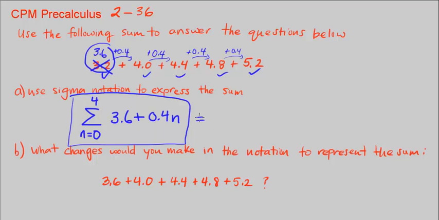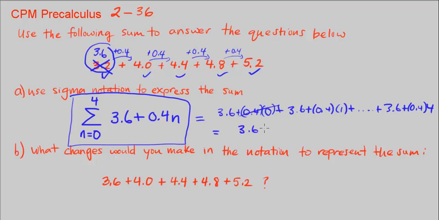If I were to plug these in, it would be 3.6 plus 0.4 times 0, that's the first term. When n is 1, it would be 3.6 plus 0.4 times 1, and so on until we get to 3.6 plus 0.4 times 4. 4 is the last one. So let's simplify these. 3.6 plus 0 is just 3.6, plus 3.6 plus 0.4 times 1 is 4.0, plus everything in between, plus this one. 4 times 0.4 is 1.6. So you add those together, that is 5.2, and it matches up here. This is just checking my answer, and it checks out to be true.